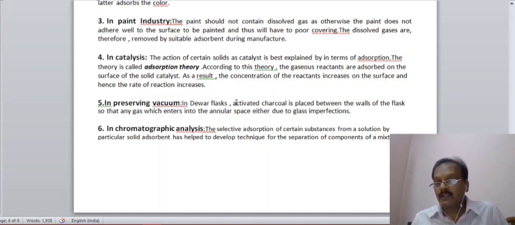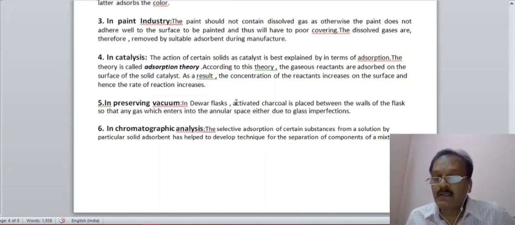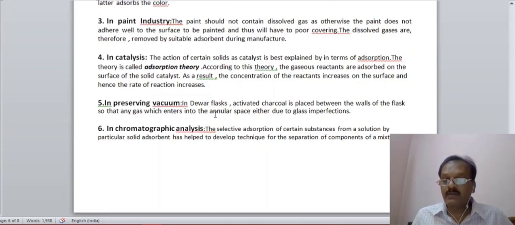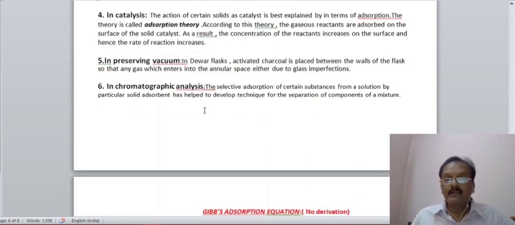We use activated charcoal where we need a complete vacuum. A vacuum can be created inside a suitable system or glass vessel. You can apply a certain amount of activated charcoal, so it adsorbs all the gas present in it. Thus the entire area becomes a vacuum because of adsorption. And lastly, there is chromatographic analysis. The selective adsorption of certain substances from a solution by a particular solid adsorbent has helped to develop a technique for the separation of components of a mixture.